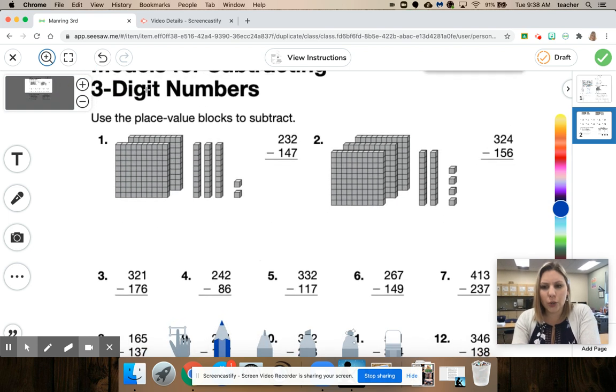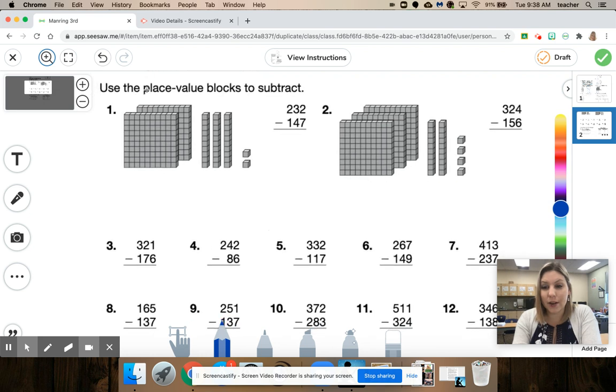Now, these first two problems we're going to do together, and I'm going to show you how to subtract using regrouping. This is something you learned in second grade. In second grade, you learned how to subtract two-digit numbers with regrouping. In third grade, you're going to learn how to subtract three-digit numbers with regrouping. Okay? So it's the same thing you did in second grade, just with a little bit bigger numbers.